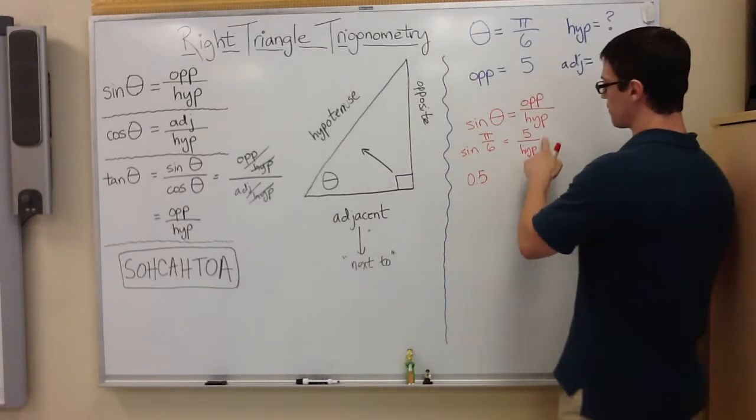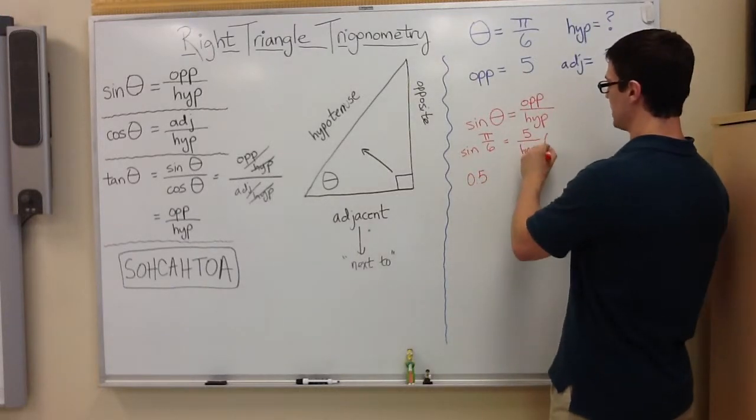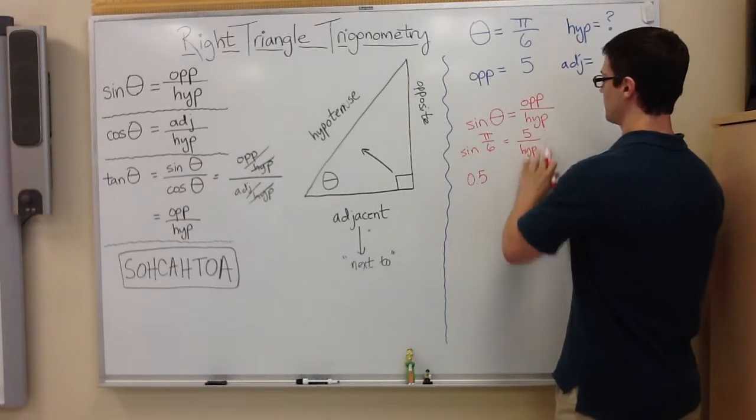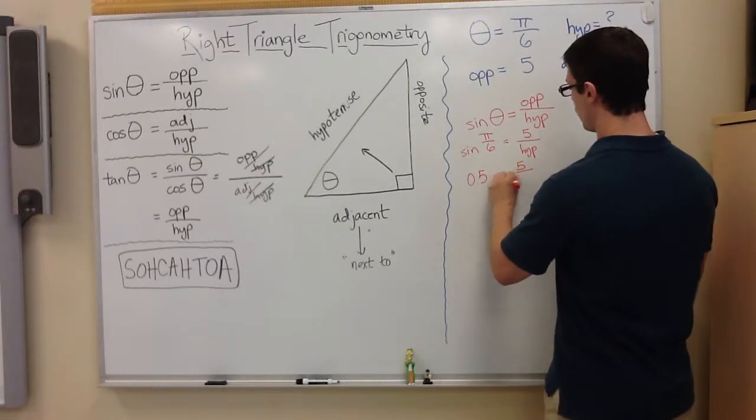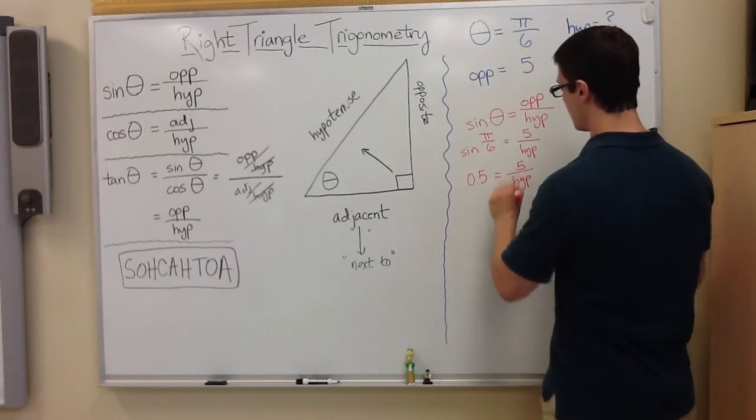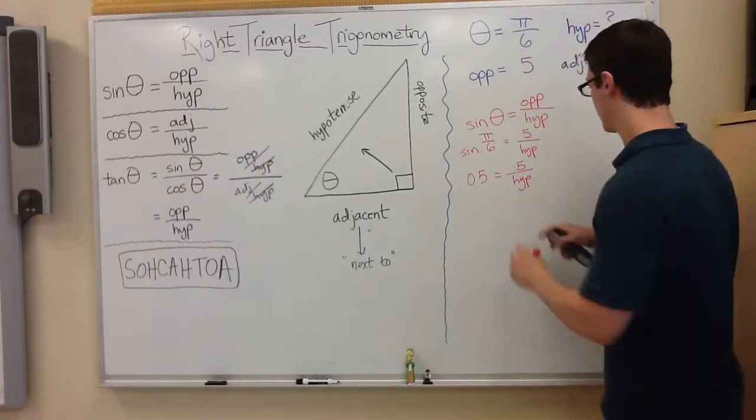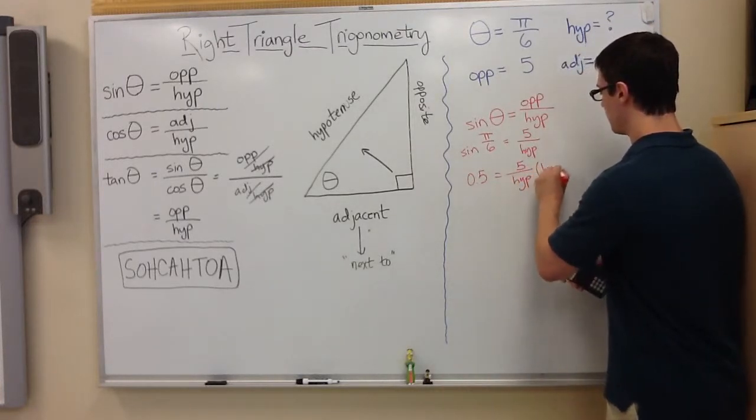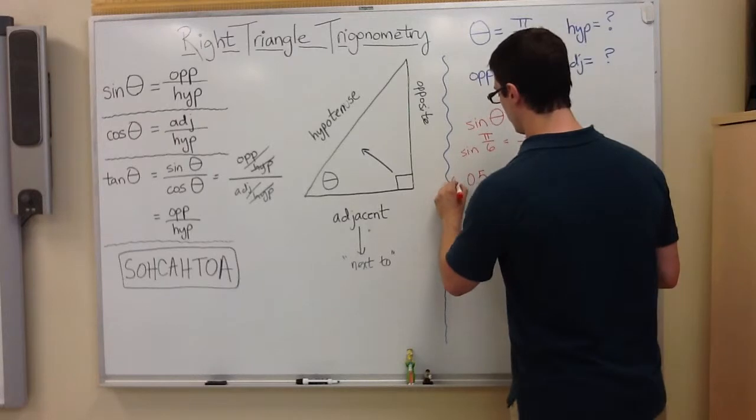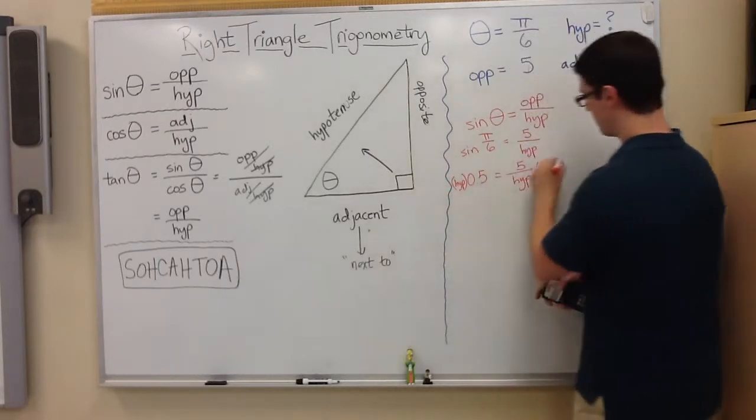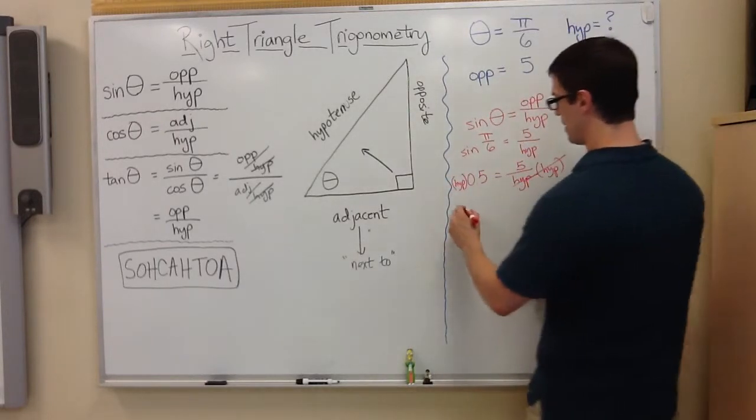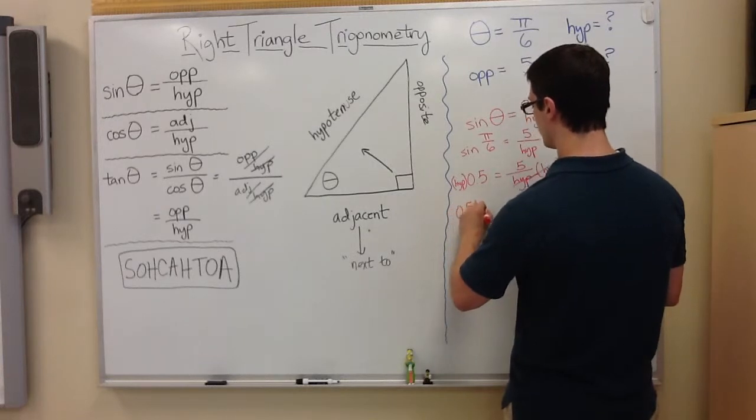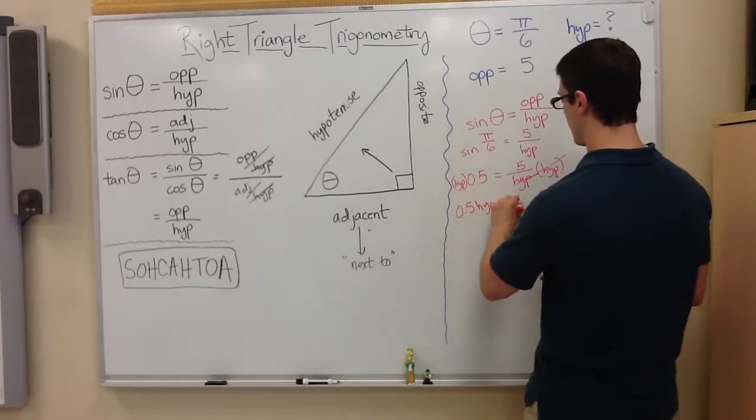Now, here, I want to get rid of this hypotenuse, so I'm going to multiply both sides by, well, actually, let's just do that the next step. So 0.5 equals 5 over hypotenuse. Okay, now I want to get rid of this hypotenuse right here, so I'm going to multiply it by hypotenuse on both sides. Okay, hypotenuses cancel right here, and you're left with 0.5 times hypotenuse equals 5.